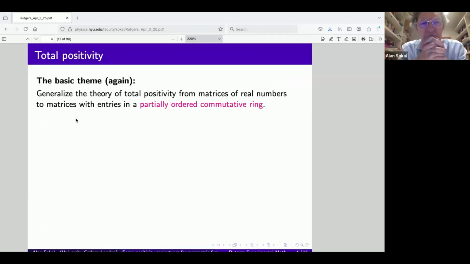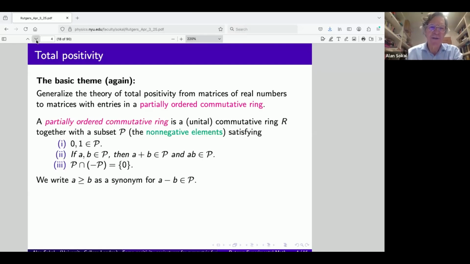So again, the basic theme is a kind of upgrading. I want to generalize the theory of total positivity from matrices of real numbers to matrices with entries in a partially ordered commutative ring. Now, what is a partially ordered commutative ring? It's what you think it is. It's a commutative ring with a unit element, and then a subset, P, which are the so-called non-negative elements, that satisfies the things that you expect. 0 and 1 should be non-negative. A sum or product of non-negative things should be non-negative. And the only things that are both non-negative and non-positive are 0. That's what a partially ordered commutative ring is.